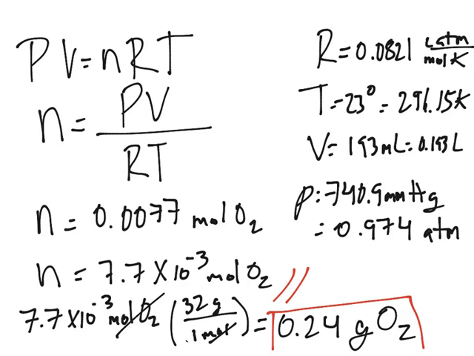And that's how you solve a problem in which you have your gas collected over water. Remember, the essential thing you have to do is subtract the vapor pressure from the total pressure to obtain your desired gas pressure, and then just do normal stoichiometry.